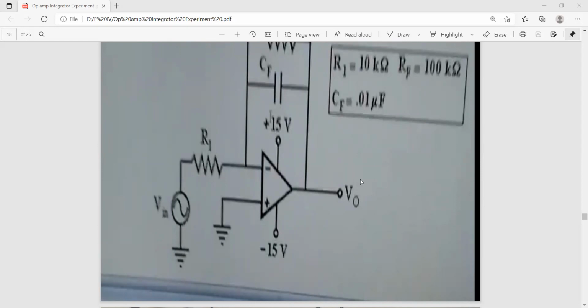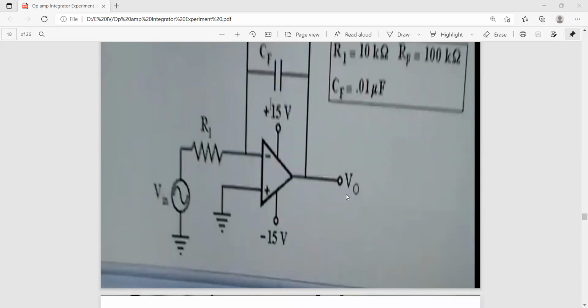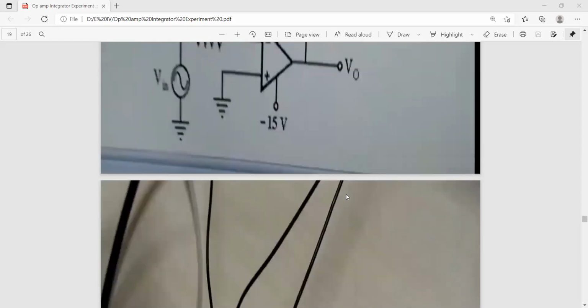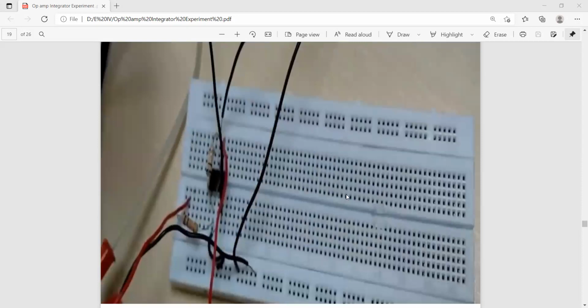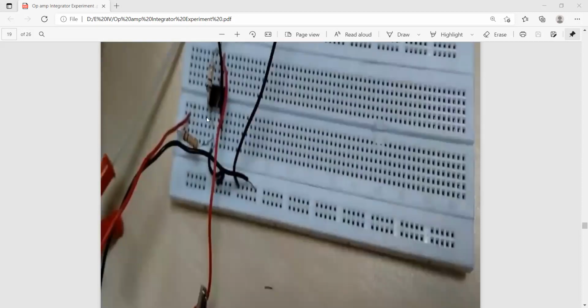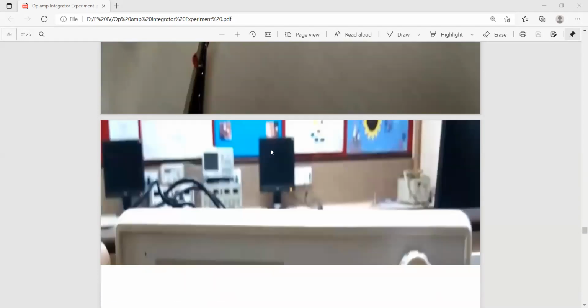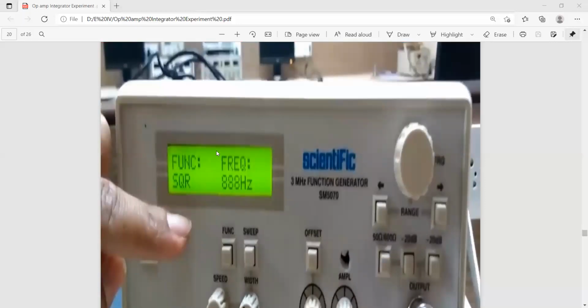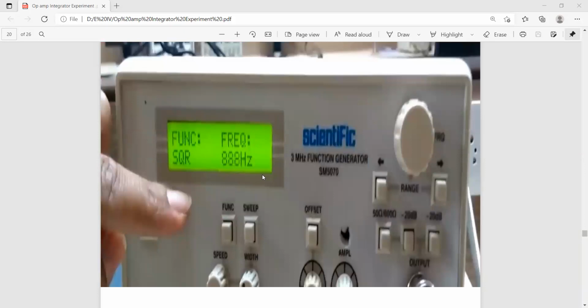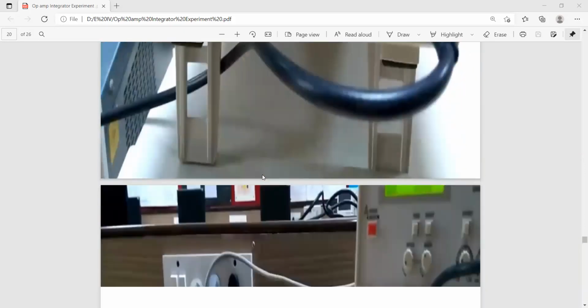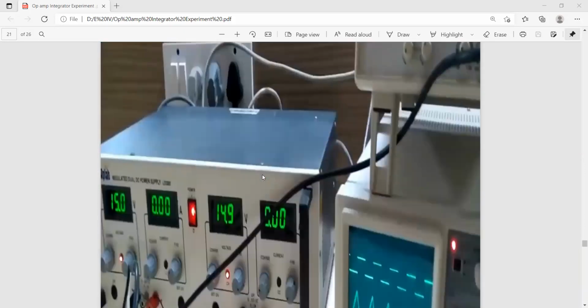Sinusoidal means exactly a cos. If you are applying a sine at the input, the output is a cos function, that is exactly opposite phase, and you can see the waveforms also. So here it is a chip, and you have to connect the circuit diagram. And you can apply the function generator with different frequency ranges. You can apply the frequency.